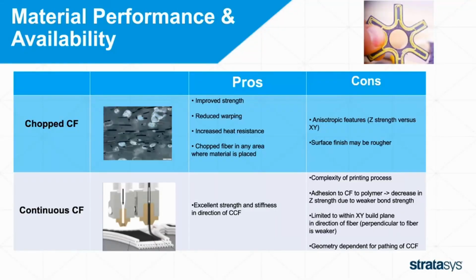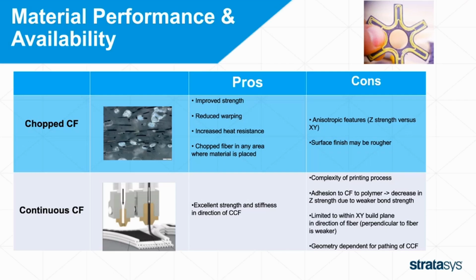To start us off, we're going to talk about the difference between chopped carbon fiber and continuous carbon fiber, because these two aren't identical. With chopped carbon fiber, we have short segments of carbon fiber intermixed within the material, versus continuous carbon fiber, which is laid down so that it's continuous within the part.